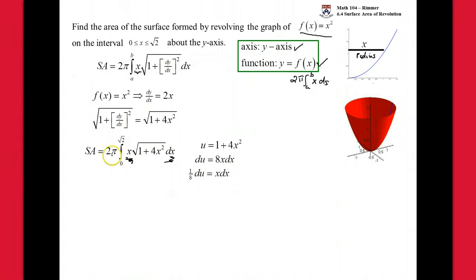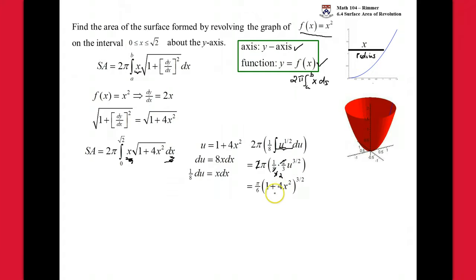So your integral will become, keep the 2 pi, and then you'll have 1/8 of du replacing this x dx, and then you have the square root of u, or u to the half. Okay, the 1/8 du being here, and then you integrate u to the half, and you get u to the 3/2, but instead of dividing by 3/2, you multiply by 2/3, and then all together here, this 2 can turn the 8 into a 4, while this 2 can turn the 4 into a 2.